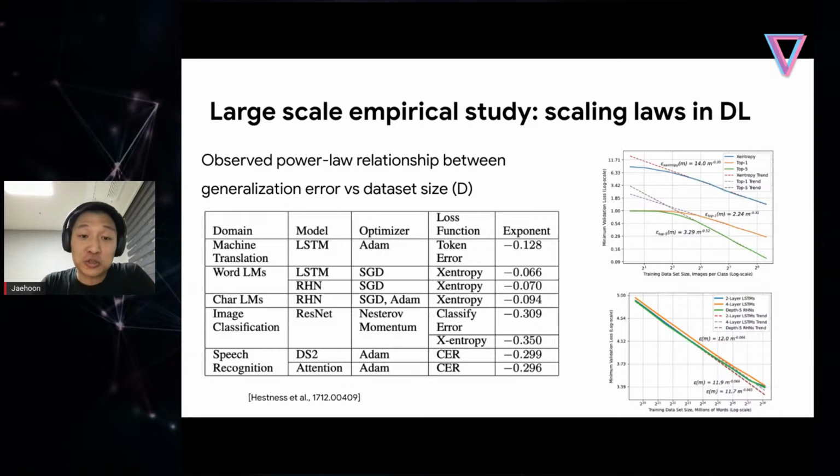If we further look into their empirical findings, across many workloads they observed consistent power law improvement of generalization performance with exponents ranging from 0.07 to 0.35. The workloads span machine translation, language modeling, image classification, and speech recognition tasks. They also varied the choice of models, optimizers, and loss functions, and still observed this consistent power law behavior.